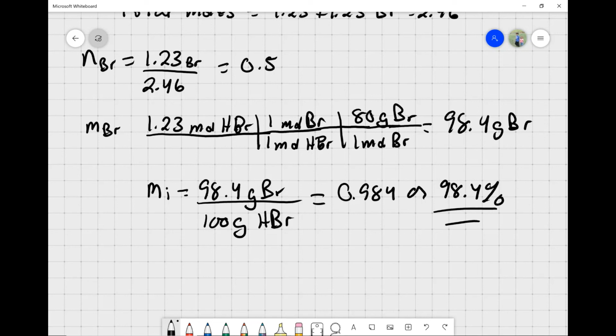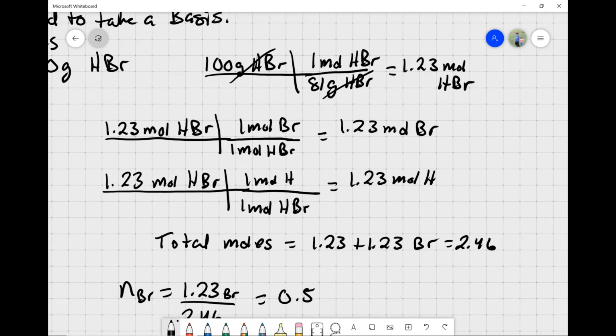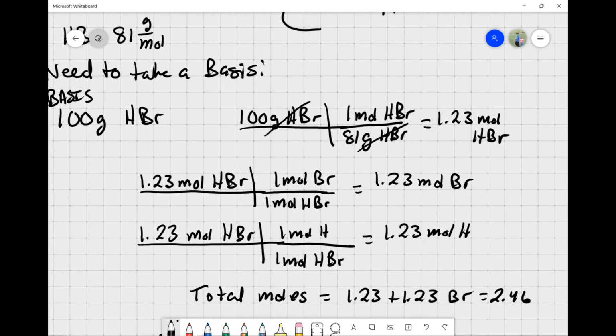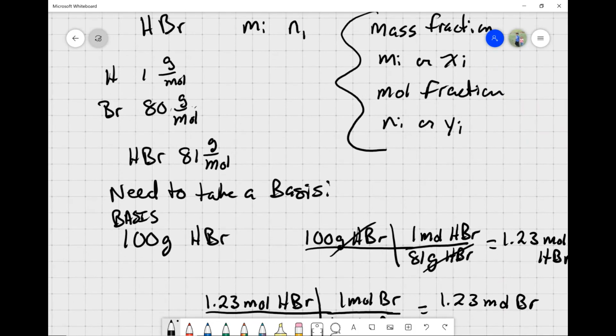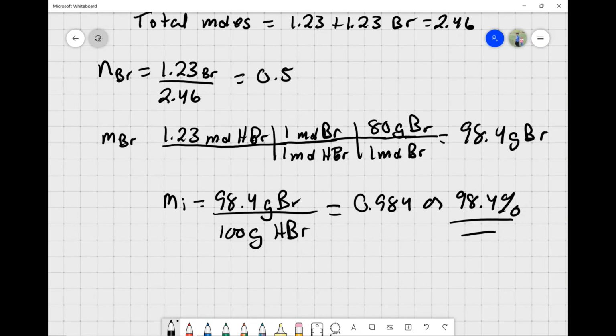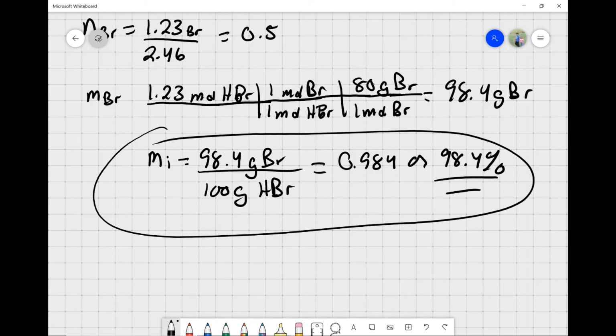We said earlier, you always ask yourself if the answer makes sense, and yeah, it kind of does. By mass, we have two constituents: hydrogen, which is the lightest of all the elements, and bromine, which is a little bit more. So 1 gram per mole for hydrogen, 80 grams per mole for bromine. Does it make sense that a gas composed of hydrogen and bromine would be mostly bromine in terms of mass? Yes, it does. And that's all there is to that.